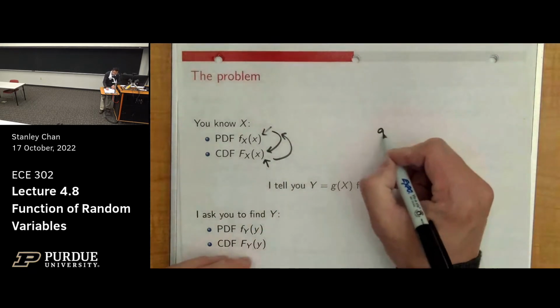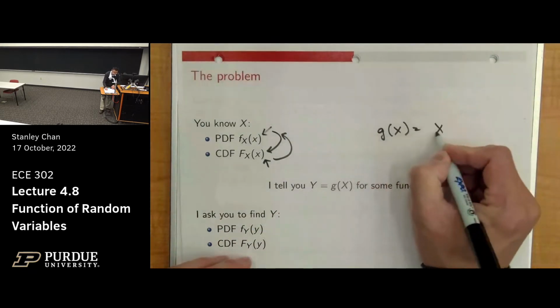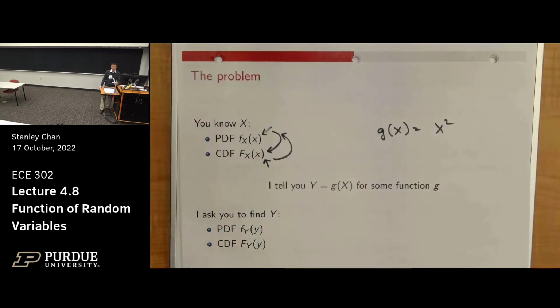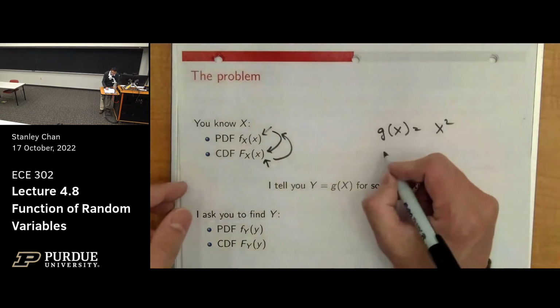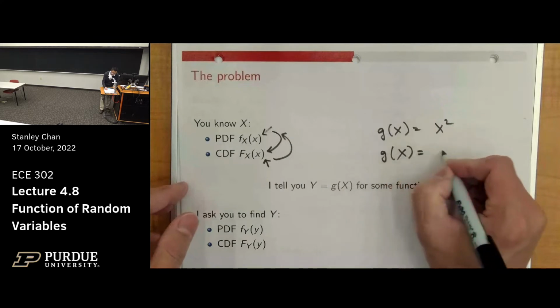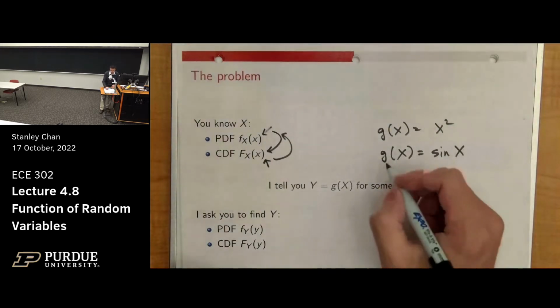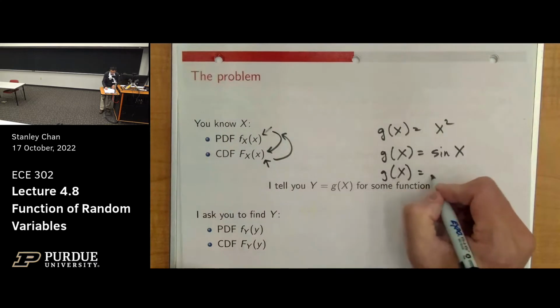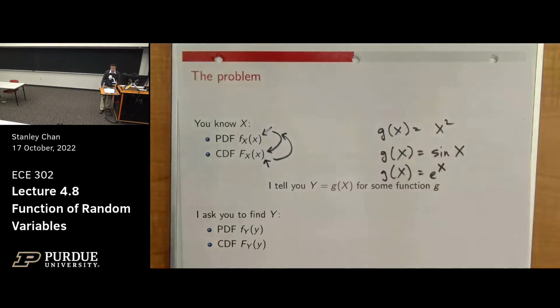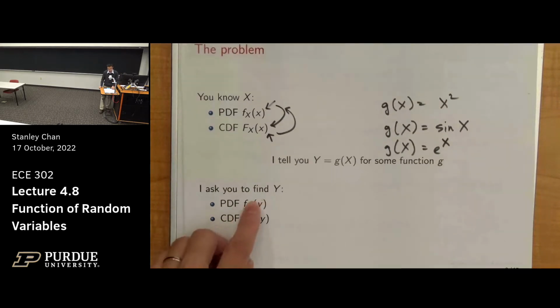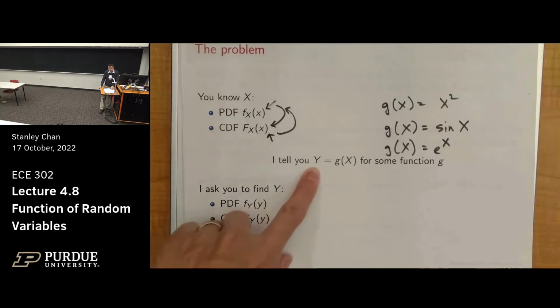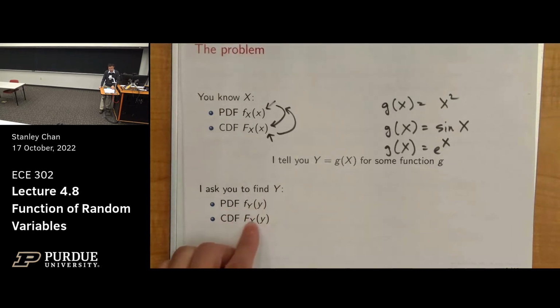This g can be a square, like in the current and power example, or g can be a sine of x, or if you want, g of x can be e to the power x. It can be any transformation that you can think of. Then I ask, can you find me the PDF of this new random variable Y, including the CDF and also the PDF?